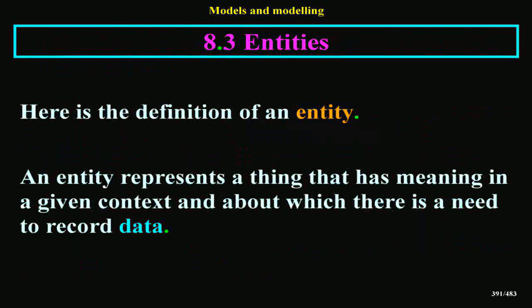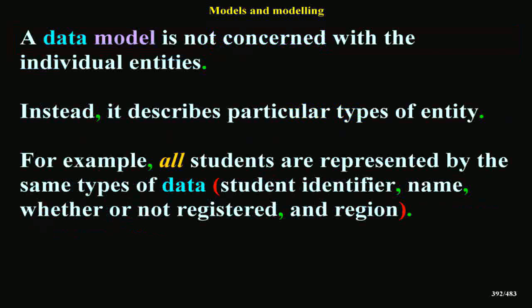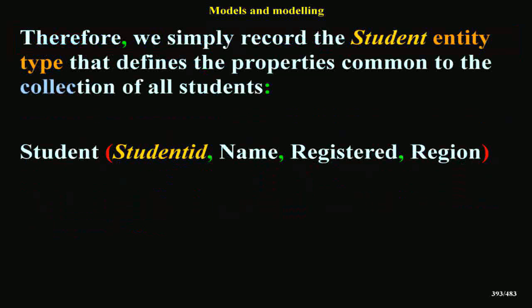8.3 Entities. Here is the definition of an entity. An entity represents a thing that has meaning in a given context and about which there is a need to record data. A data model is not concerned with the individual entities. Instead, it describes particular types of entity. For example, all students are represented by the same types of data: student identifier, name, whether or not registered, and region. Therefore, we simply record the student entity type that defines the properties common to the collection of all students.